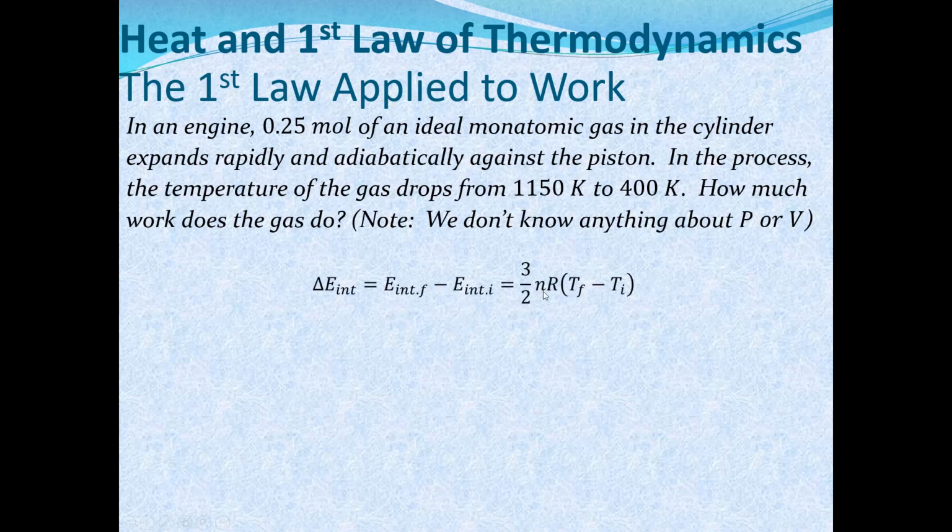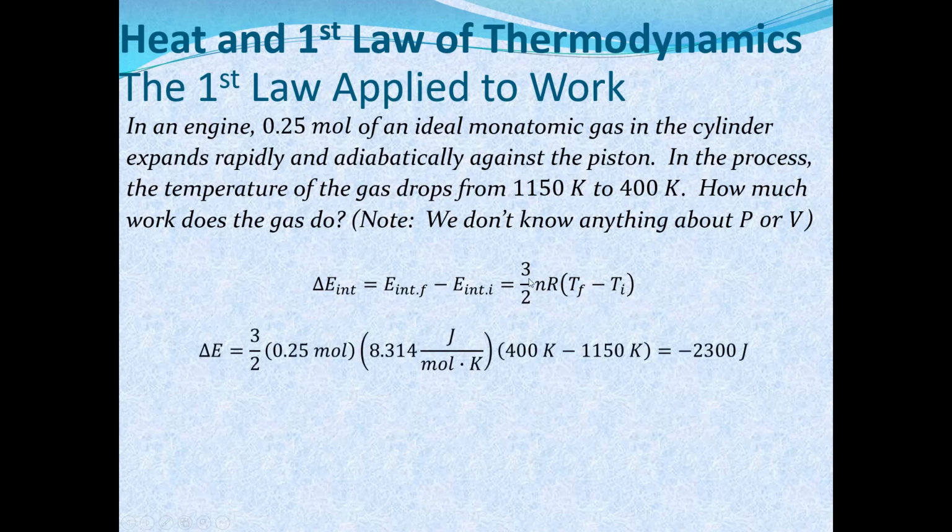So using that equation, the 3/2 nRΔT, plugging the numbers in, we end up getting negative 2,300 joules. Because work is the negative of the change in internal energy, we're going to have to negate that, and we get that the work is 2,300 joules, the work being done by the gas.